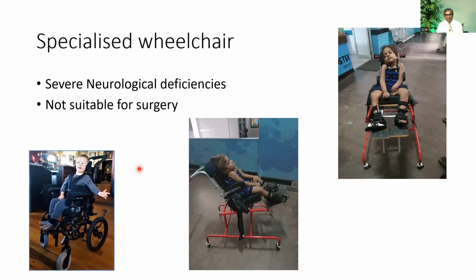On certain occasions, when they are not suitable for surgery or bracing, because the bracing becomes even more cumbersome to manage for the patient as well as the carer, in those situations, a specialized wheelchair is the best way to go forward. So this is, of course, a commercially available wheelchair, but these wheelchairs are made in Sri Lanka, not as luxurious as the other one, but it serves the purpose.